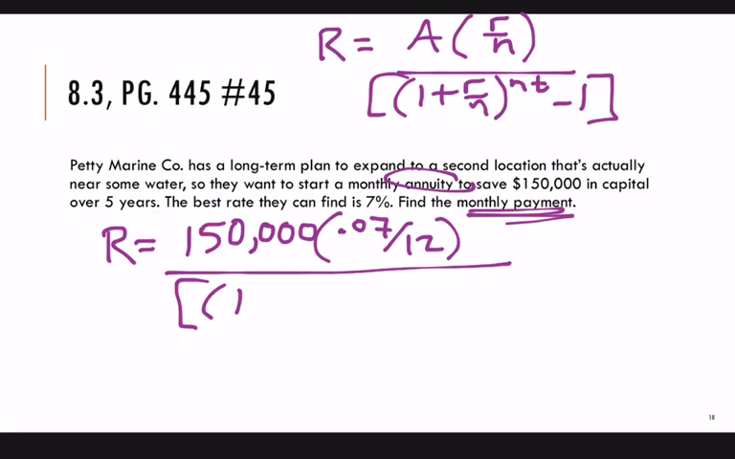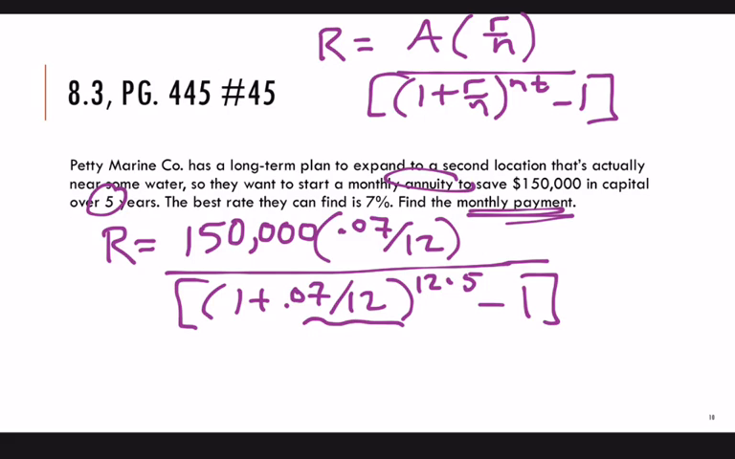Okay, and then divide by 1 plus rate over N, okay, 0.07 divided by 12. N is 12, the time, they have 5 years to save this. Okay, and then minus 1. This one, the decimal here was repeating, so I wasn't able to simplify that. So the only thing I really did was just change the 12 times 5 to a 60, and then I just entered this as is in the calculator.